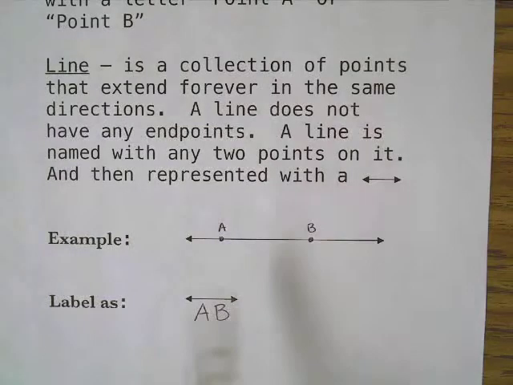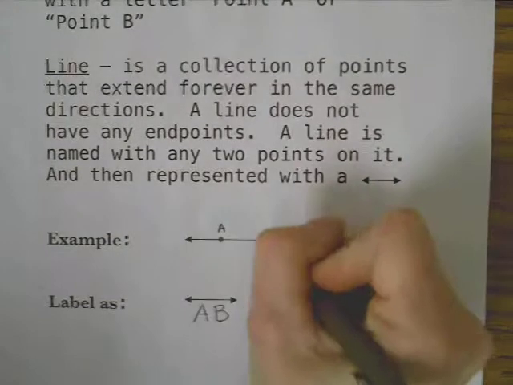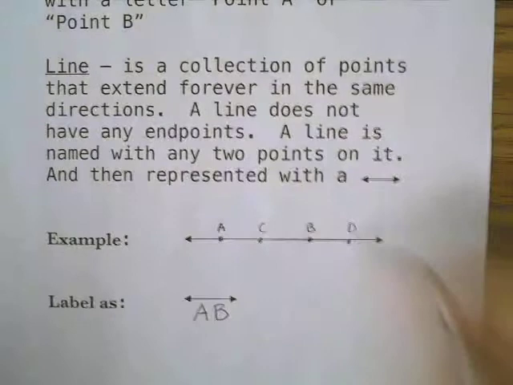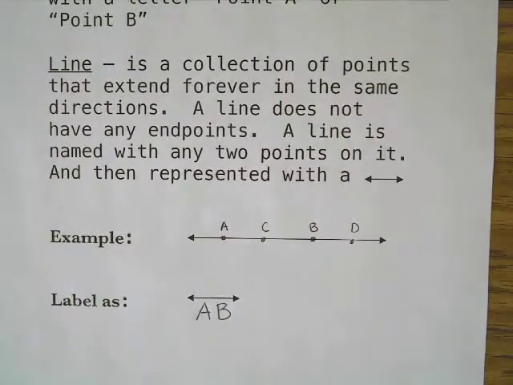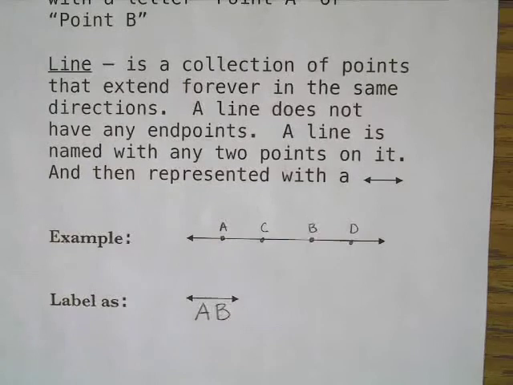We could add to this. We could put a C here, and we could put a D here. And we could name this line AC, AB, AD, BD, CB, DC, DA. It wouldn't matter as long as we pick 2 points on that line to name it. Does that make sense? And as long as we make sure we put the double arrow above it. That represents a line.